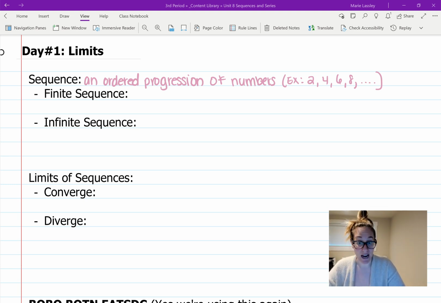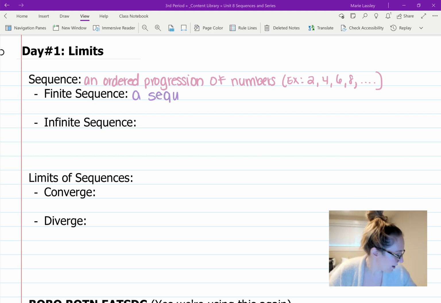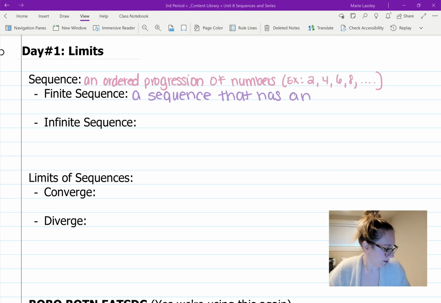There's what we call a finite sequence, which is a sequence that has an ending. Finite means we have a start and a distinctive ending point. Finite sequences are nice because we know what all the numbers are. All right, so a finite sequence is a sequence that has an ending term.